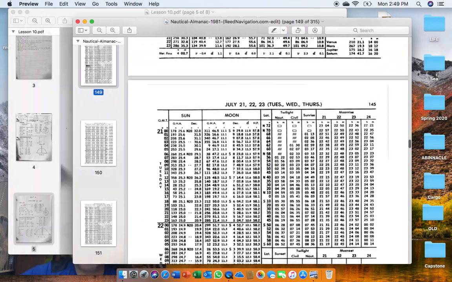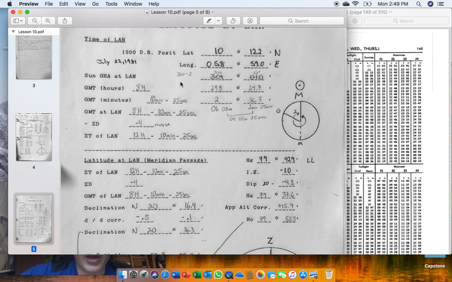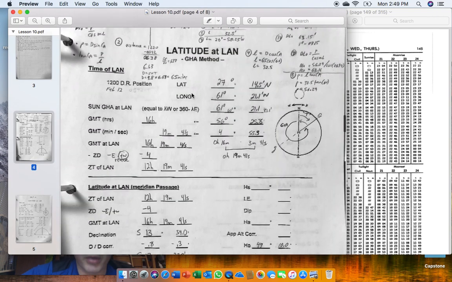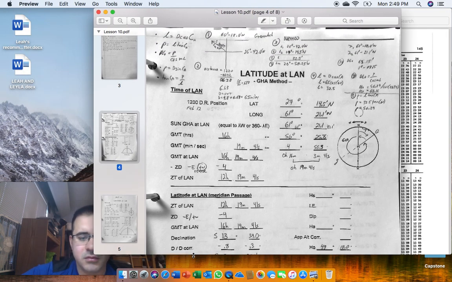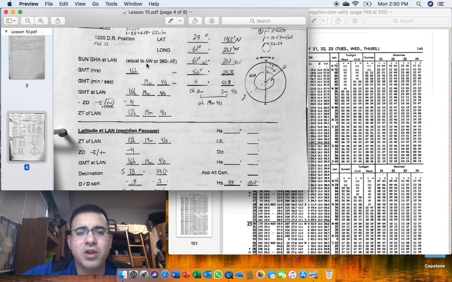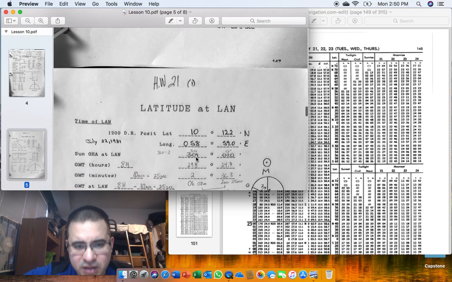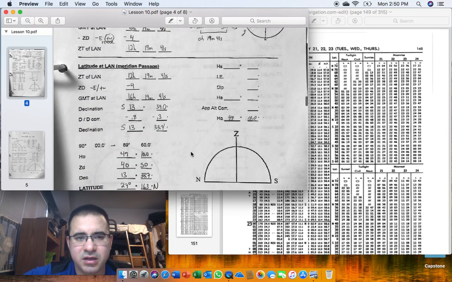So by my book, we are going to July 22nd. And one thing that you have to remember: if your DR longitude is west, it's going to be the same, so just drop it down. And if it's east, you have to take 360 minus the longitude. So I think we did that on this problem. This one is west, so we dropped it.